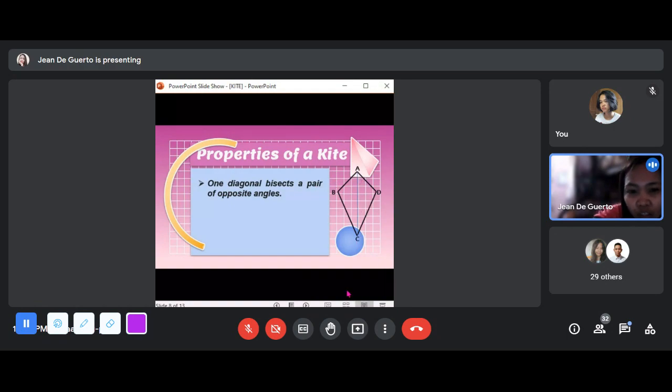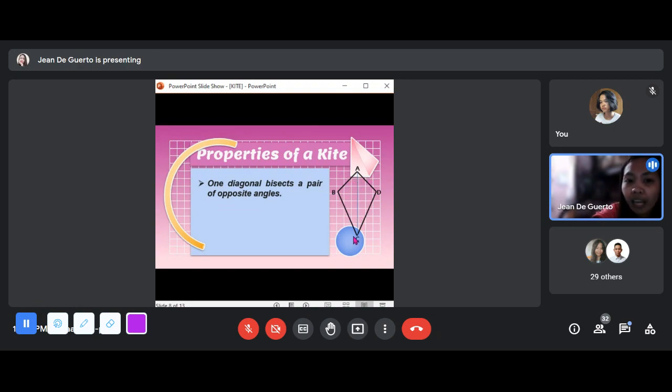I'm not sure if this line is visible to you. So this line AC, isn't that the vertex, that is our symmetry line. So it divided angle A into two angles, angle BAC and angle DAC. So these two angles are congruent.